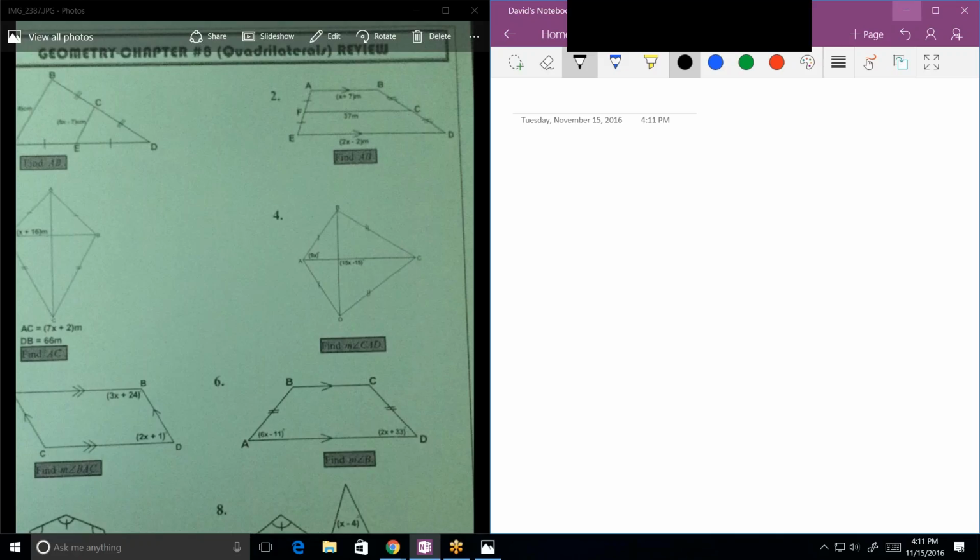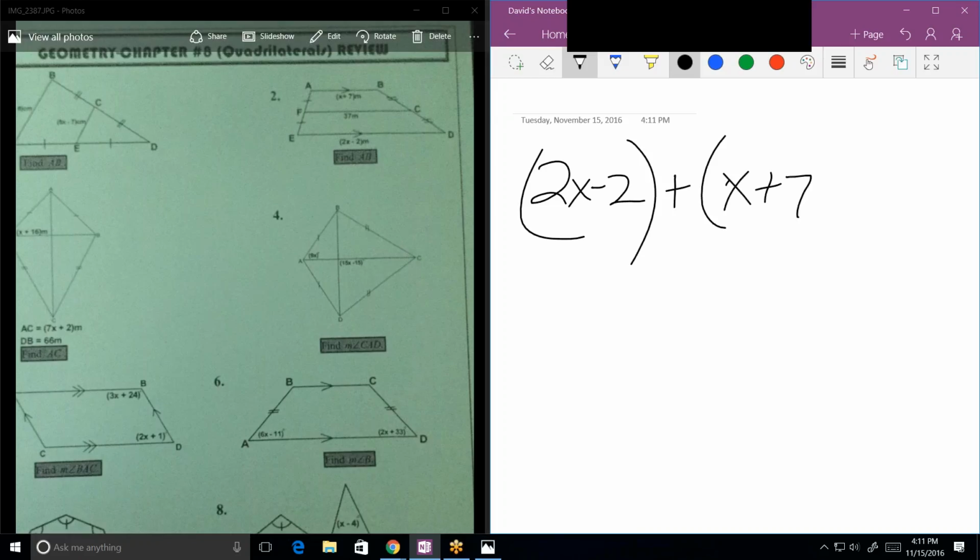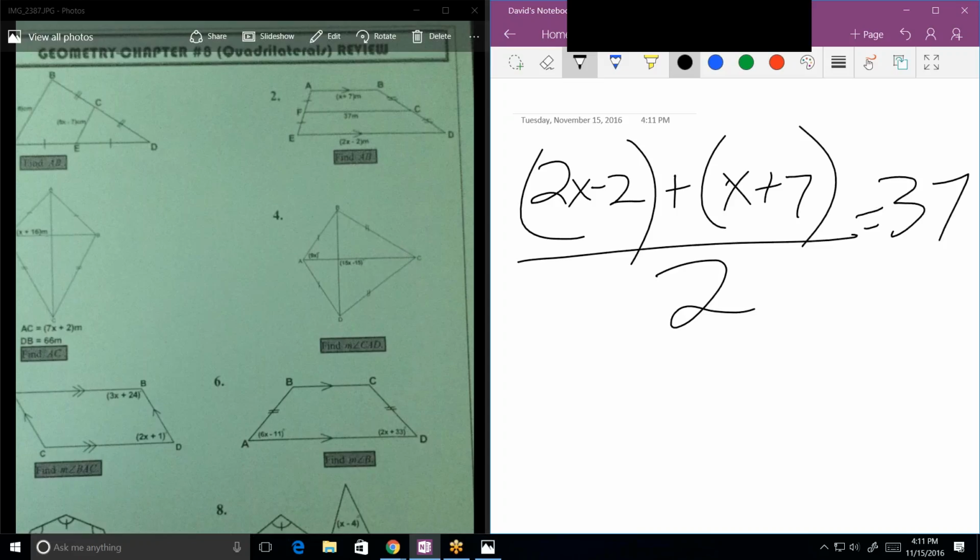Okay. So for this one, we have to solve for x also. They've given us the top base, they've given us the bottom base, and they've given us the value of the mid-segment line. So we know that 2x minus 2 plus x plus 7 divided by 2 equals 37. Correct. Now it's easy from there.